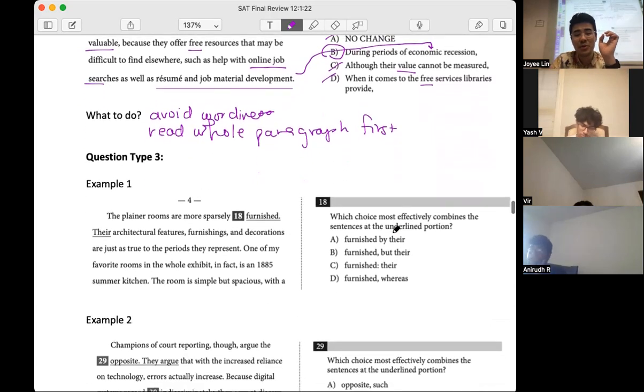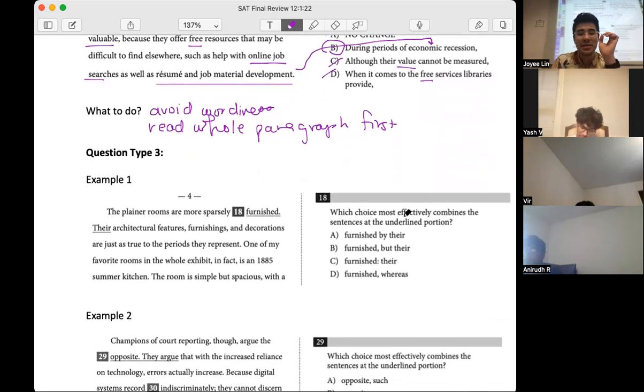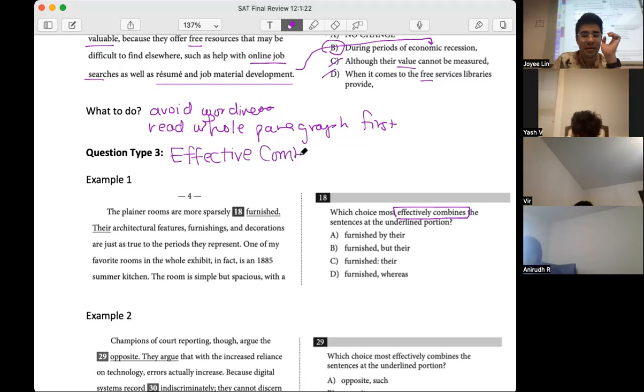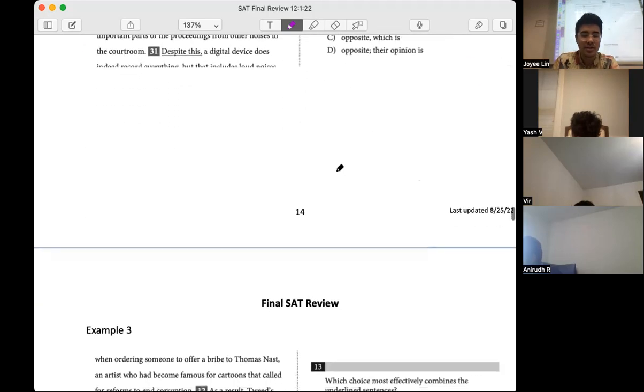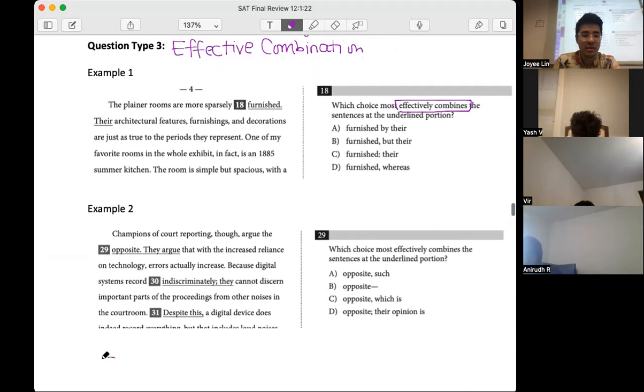Okay, question type number 3. This one's easy. You see it in the question, right? Effective combination. What does effective combination mean to do? What's the phrase I want you all to remember? Simplify, that's true. Short and smooth, right? Short and simple, short and smooth. Yeah, effective combination. Short and smooth.